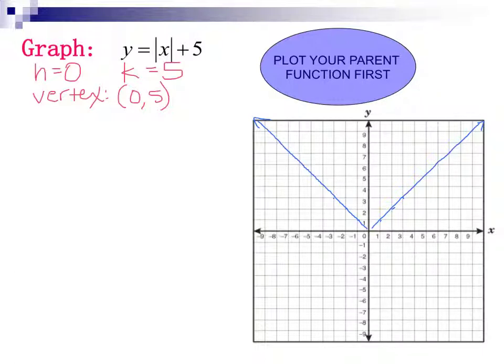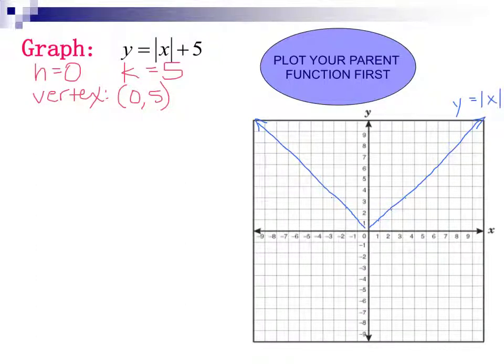So let's graph our parent function first. -1, 1, -2, 2, -3, 3. So the left side looks like this. Of course, you'll use a straight edge. And the right side, 1, 1, 2, 2, 3, 3, looks like this. Alright, and here we can label this y equals the absolute value of x.